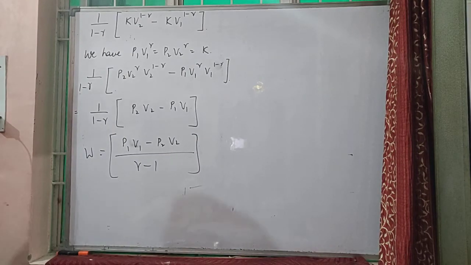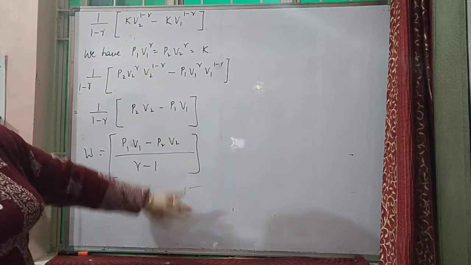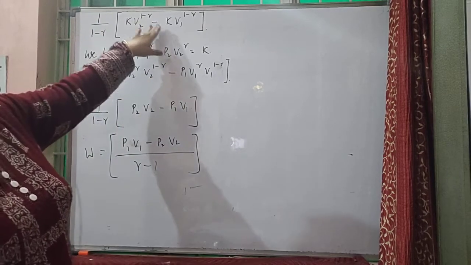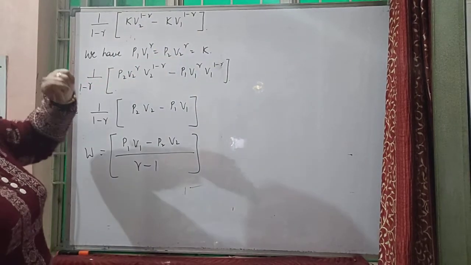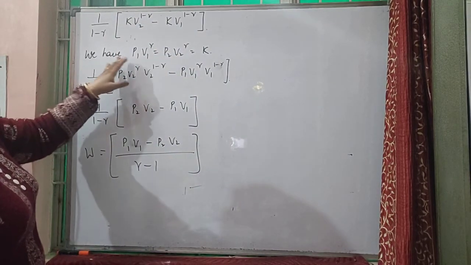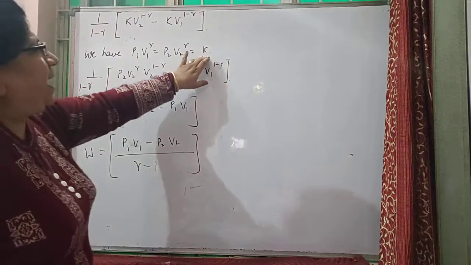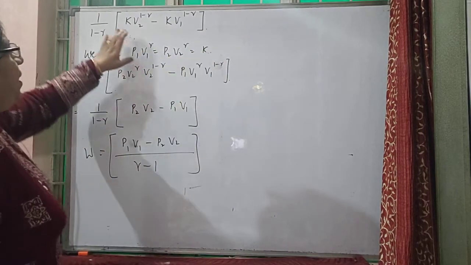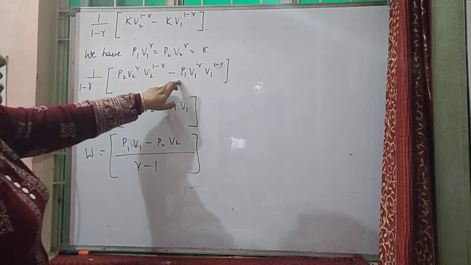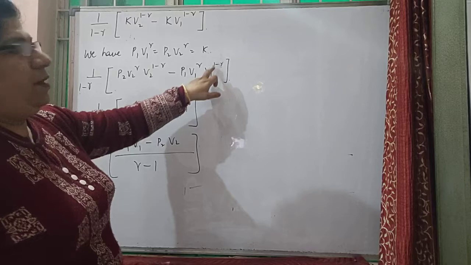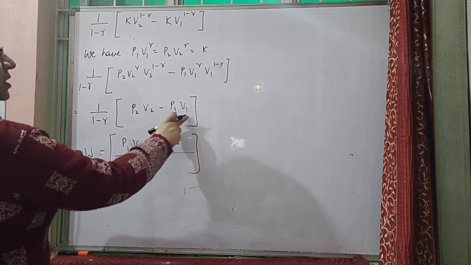So proceeding from the previous equation, we are bringing K inside. The final equation here was K upon (1 minus gamma), V2^(1-gamma) minus V1^(1-gamma). We bring K inside and multiply it on both sides. Now, initially we had seen that P1 V1^gamma is equal to P2 V2^gamma was a constant. So this K can be replaced by either of these two values, and here we are replacing it by P2 V2^gamma with V2^(1-gamma). Here we are replacing it by P1 V1^gamma with V1^(1-gamma). So gamma gets cancelled out and we are left with P2 V2 minus P1 V1.